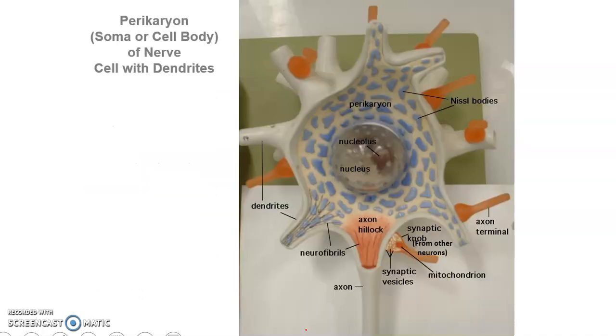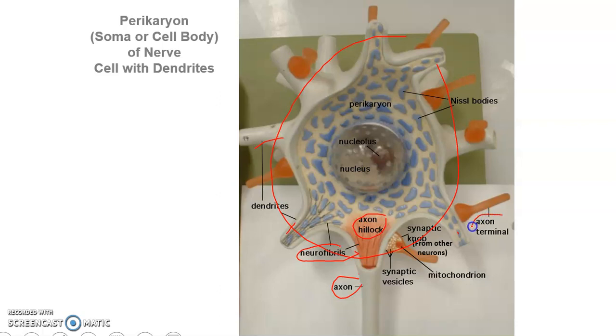This is a model we have for the motor neuron. We can see the cell body, the nucleus, and it has a nucleolus inside. These bluish spots are the Nissl bodies which synthesize protein. These are the dendrites. The axon hillock, which attaches the axon to the cell body, and this is the axon. These black filaments are the neurofibrils which form the cytoskeleton.